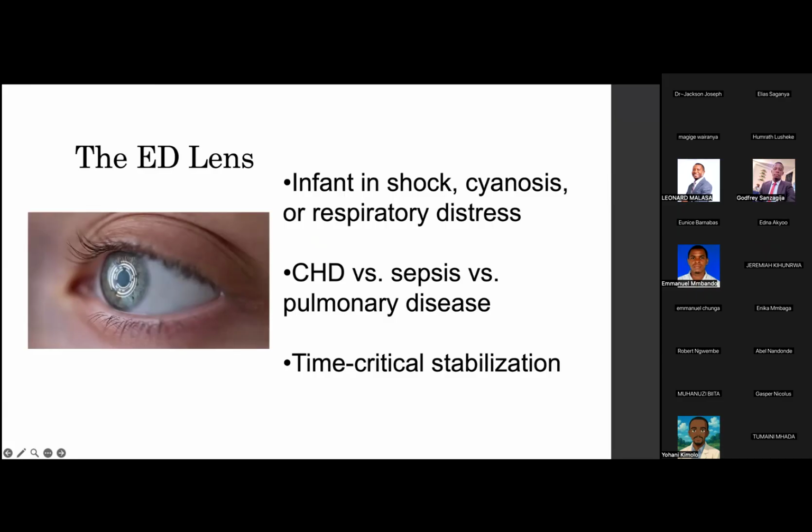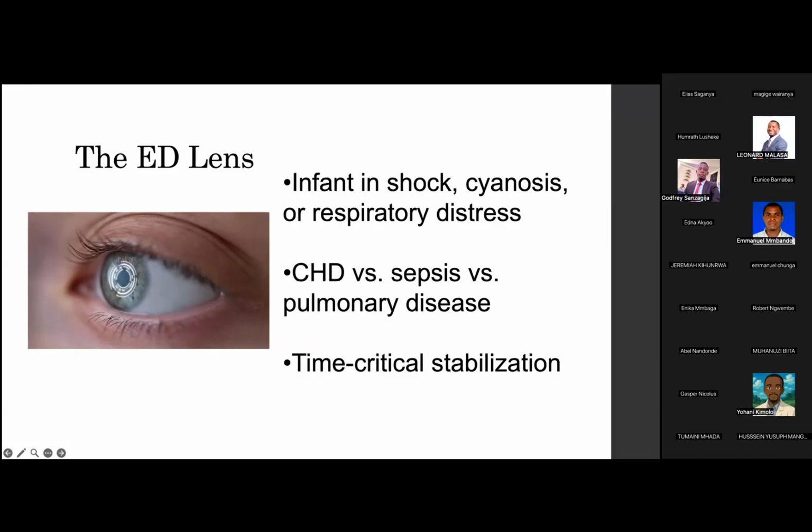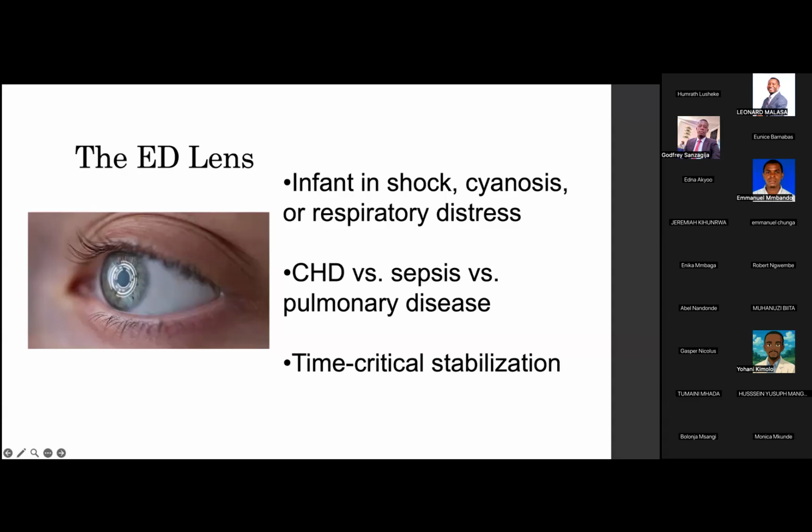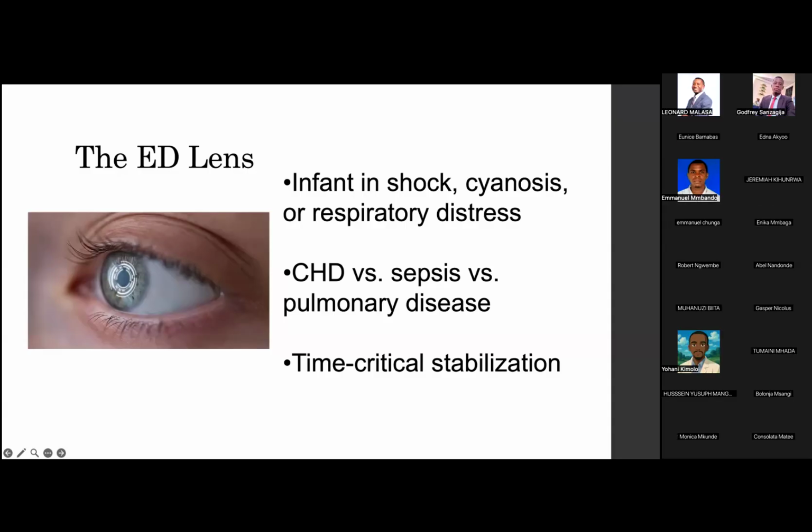Okay, good afternoon, everyone. I hope I'm loud and clear. So the lens that we should have when we are in the emergency department is to look at the infant who is in shock, cyanosis, or with respiratory distress as three options. Either they're having a congenital heart disease, or they're having sepsis, or a pulmonary disease. This is important because they are time-critical stabilizations that you must do.